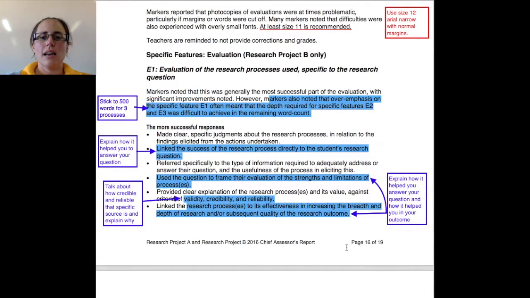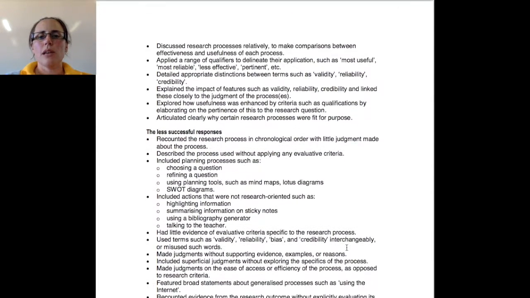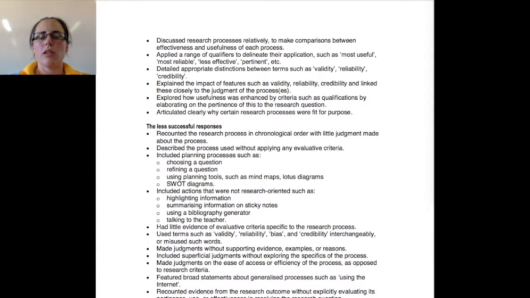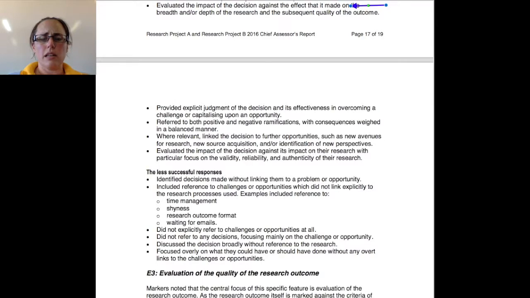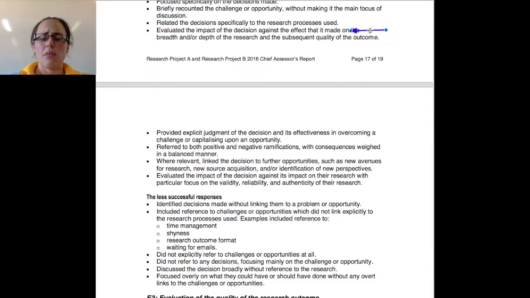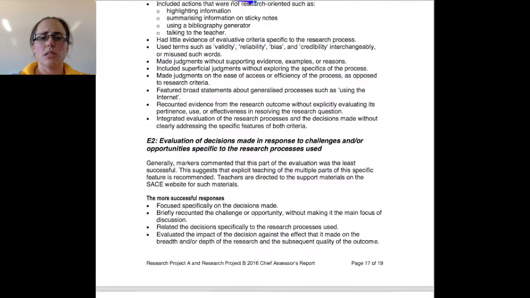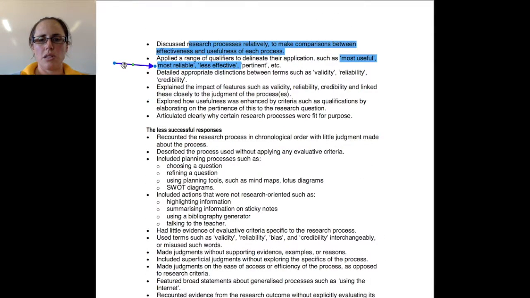You also need to look at the research processes and look at how they correspond with each other. One was more useful than the other. One was more effective than the other. Talk about being more reliable, most effective, most useful, less effective. Those kind of things will actually help you make valuable judgments about the different processes that you use. Remember, a process isn't just necessarily looking at finding a type of source. A process is actually the process of using that source in order to develop your understanding of the question that you've asked.